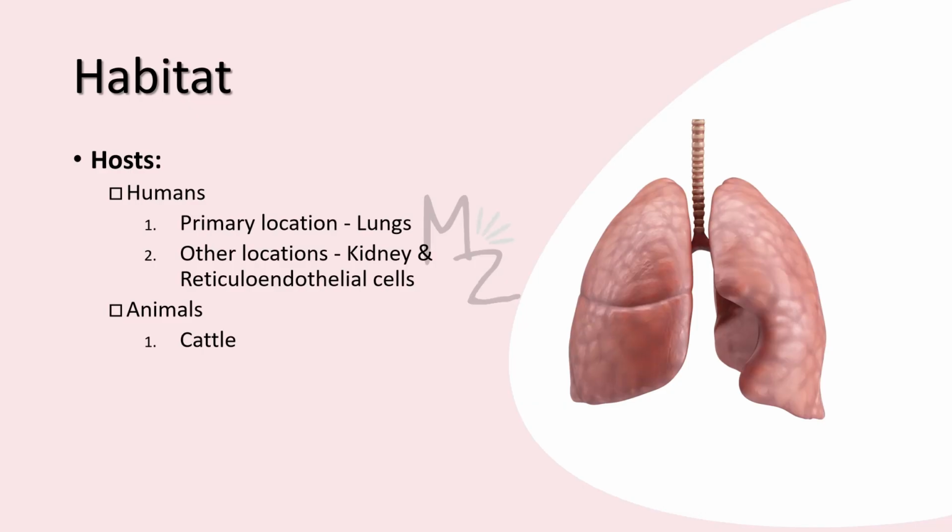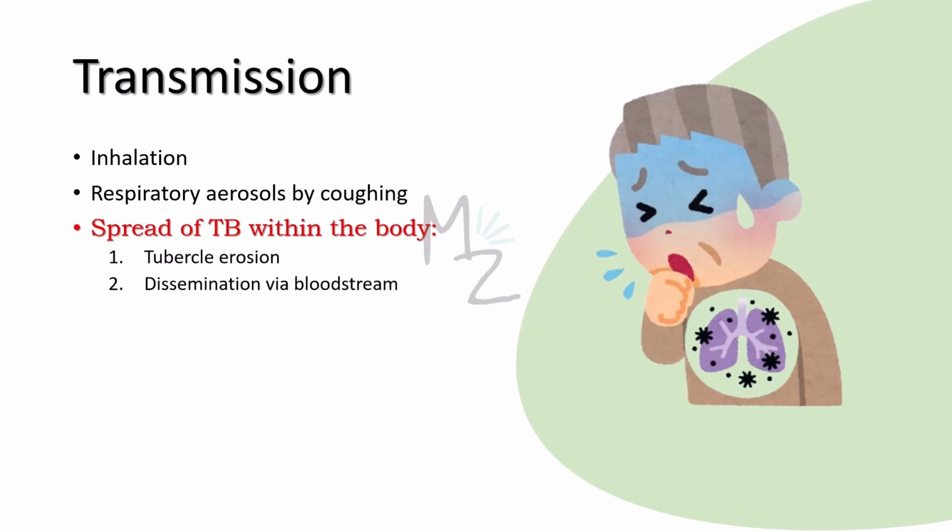Habitat. Hosts. Humans are the natural reservoir of Mycobacterium tuberculosis. Its primary location is the lungs because it needs areas with higher oxygen because it's an obligate aerobe. Other locations include kidneys and reticuloendothelial cells of tissues. Although some animals such as cattle can be infected, transmission: Mycobacterium tuberculosis gets into the human body via inhalation.